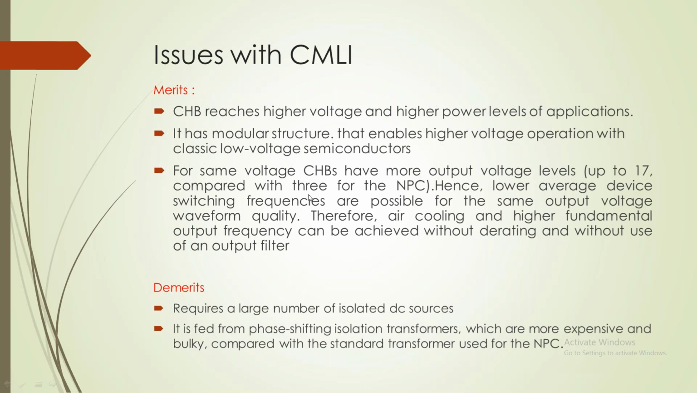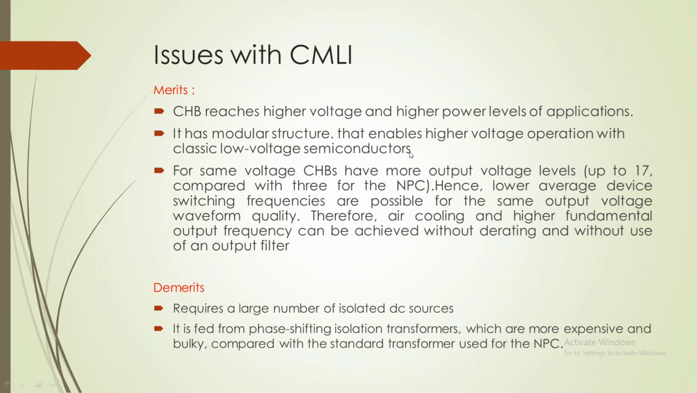The voltage which each switch has to withstand is very high in NPC. But in cascaded H-bridge, as I'm going for 17 levels, right? Because I have discussed that in NPC, I cannot go for higher levels. In cascaded H-bridge, I can go for higher levels. So if I'm going for 17 levels, what happens? The voltage is divided among 17 different switches, right? So that's the reason why I'm saying that I can go for high voltage and high power levels. So this is the advantage of cascaded H-bridge.